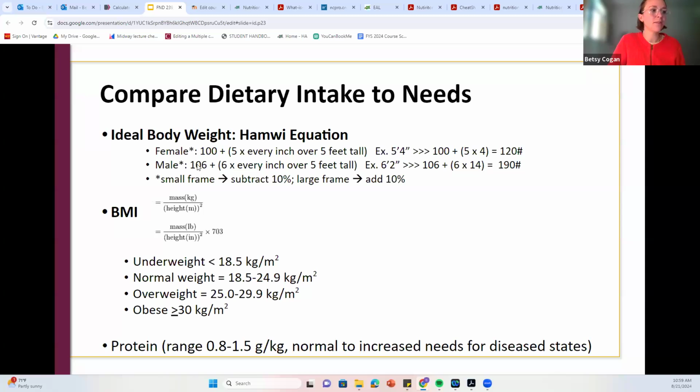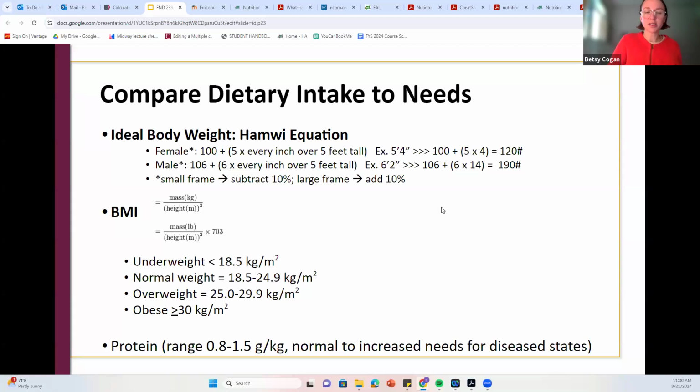For males, the equation is just slightly more difficult because it's 106, and it's a 6 multiplier, but the same thing applies. So if the male is 6'2", we take 106 plus 6 times 14, because 14 is the number of inches above 5 feet that 6'2" is, and that gives us an ideal body weight of 190 pounds.